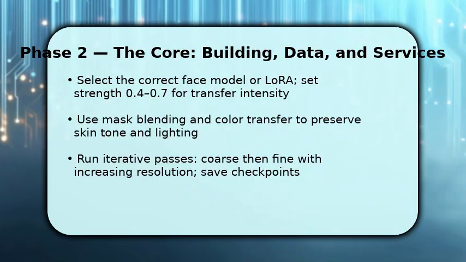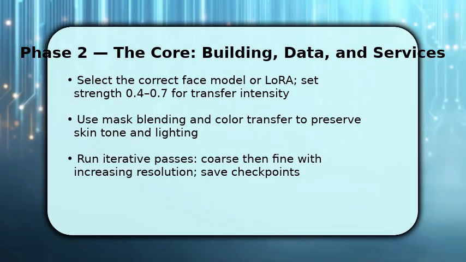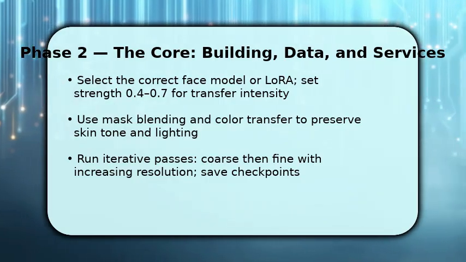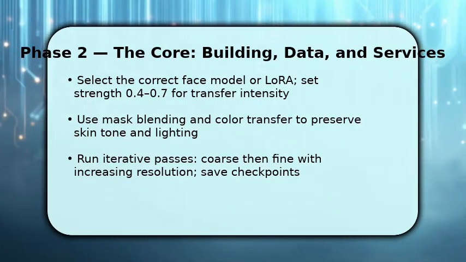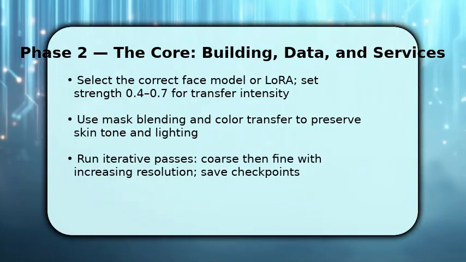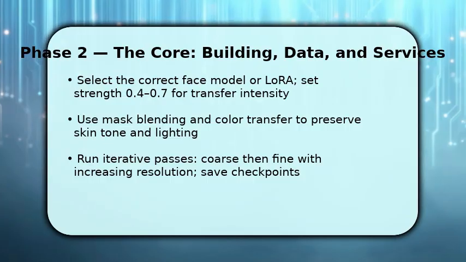Pick the identity model or low-rank LoRA trained for faces and set swap strength around 0.4 to 0.7 so features transfer without erasing expression. Make sure mask blending and color transfer are enabled to keep skin tone and lighting consistent. This prevents that pasted look.